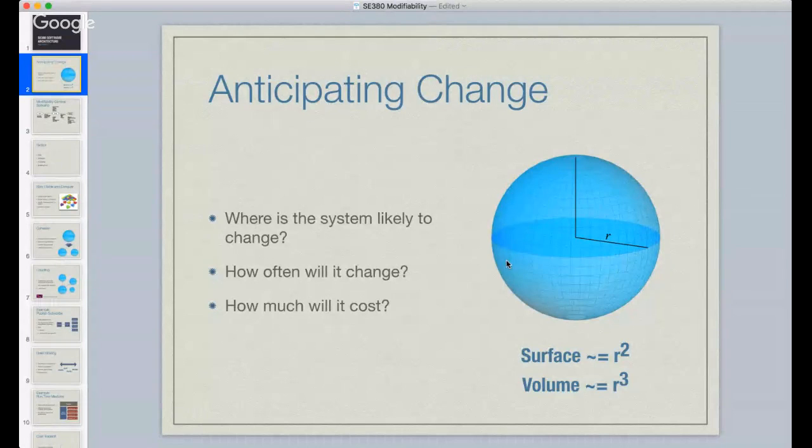The whole point of modifiability as a quality is the ability to anticipate and handle change. And we have several questions to ask ourselves, which is: is this a system that is likely to change? And if it is, how often will it change? And how much will it cost to make those changes? And these questions are all within the context of the type of system that we're looking at.